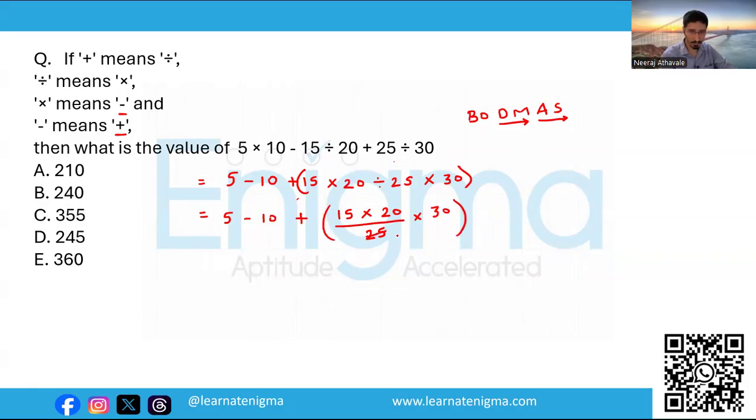So we have here 5 3s are 15, 5 4s are 20. So 3 4s are 12, 12 into 30. So 5 minus 10 plus 12 into 30, that is 360. So 5 minus 10 is minus 5 plus 360. We get the answer as 355. So that is our answer, option C.